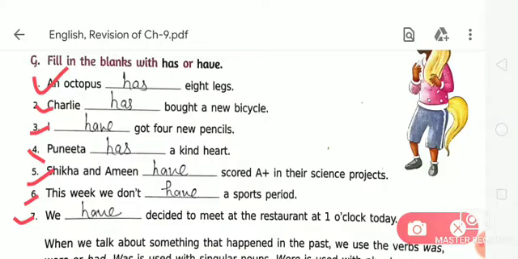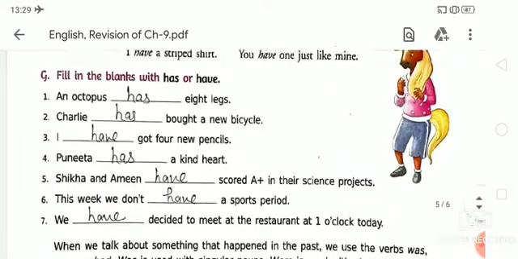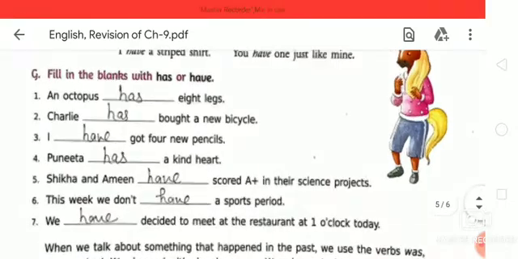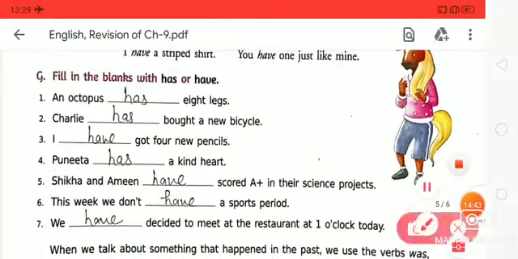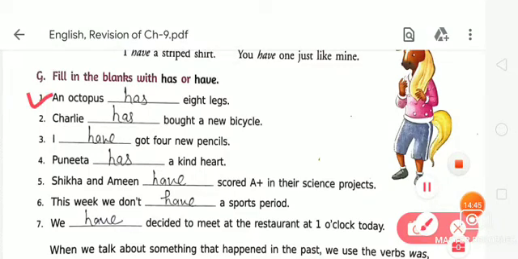We have decided to meet at the restaurant at 1 o'clock today. Okay students, so just like this you have to complete these given blanks with has or have. In number 1, one more time we are going to revise this again. In number 1, an octopus has 8 legs, so we will use here has. Okay, an octopus has 8 legs.